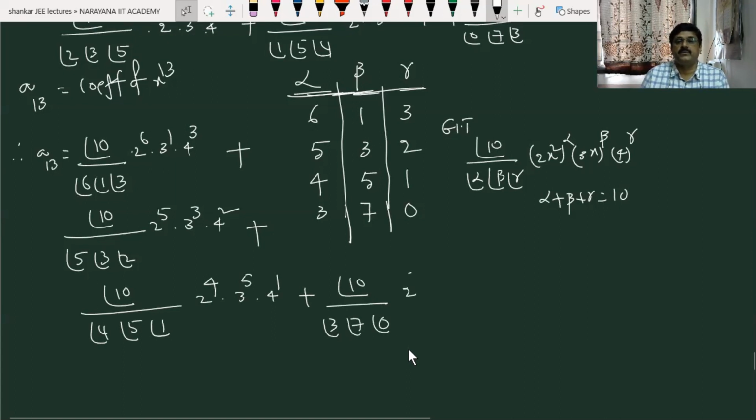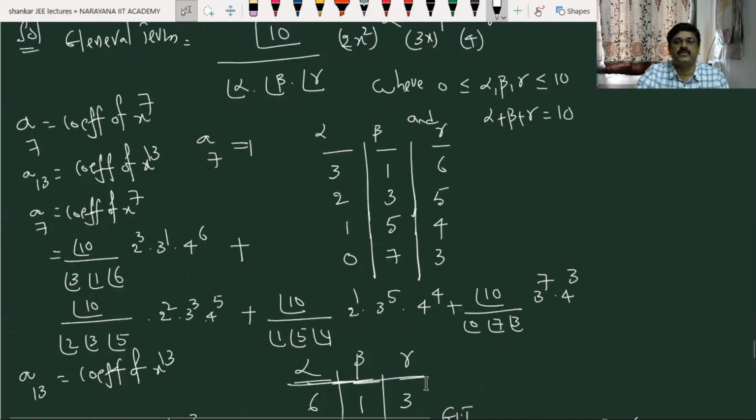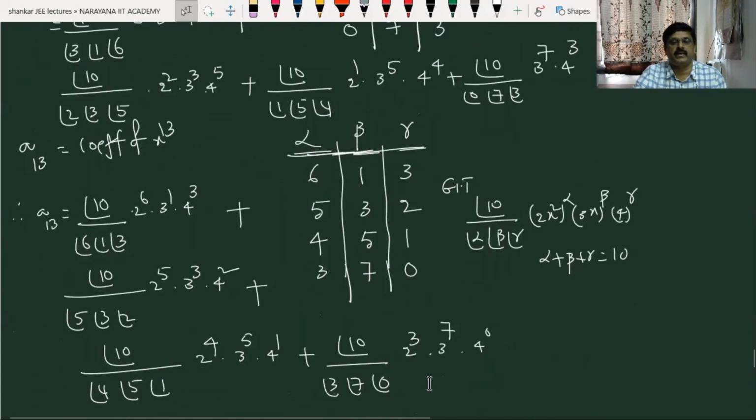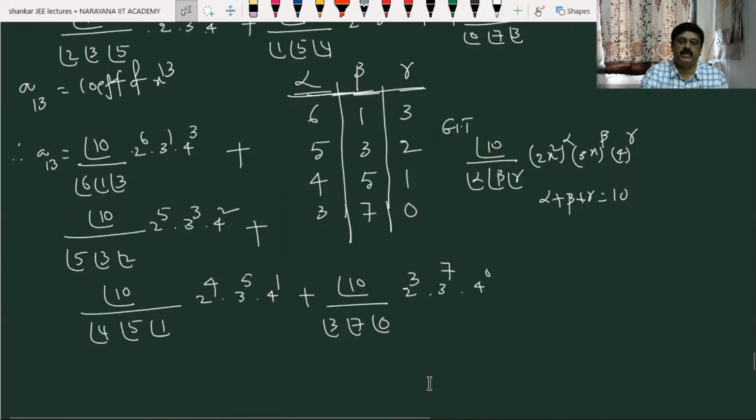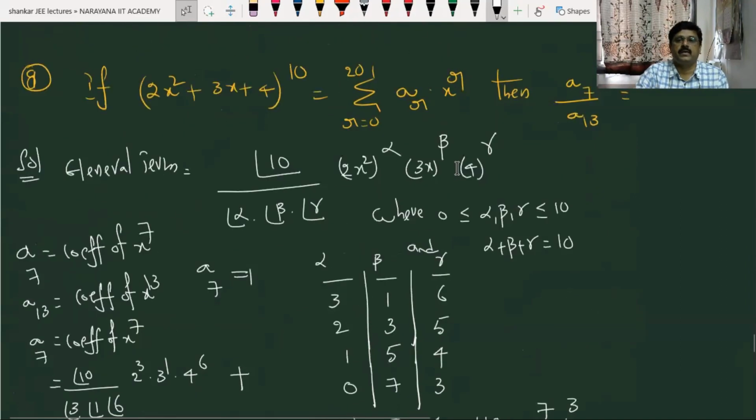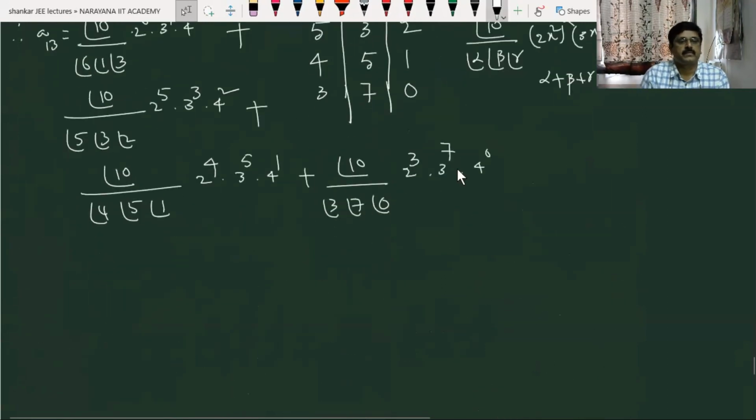Into 3 means what comes? 2 cube into 3 power what, students? 7 into 4 power 0. So your task is what? See the problem, students. Your task is A7 by A13. So students, finally, your task is A7 upon A13. On simplification, you will be left with 2 cube, students. That is nothing but 8. So the answer is 8, students.